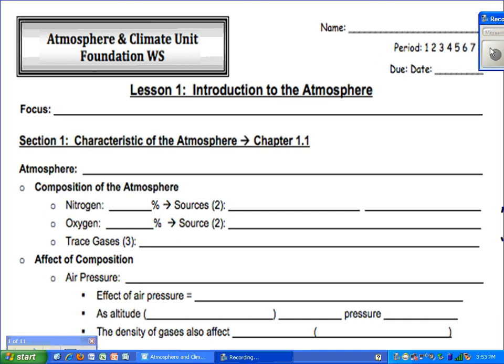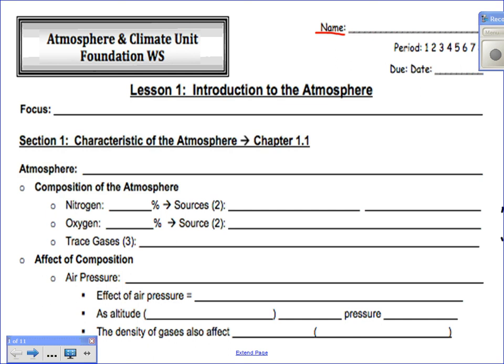All right, hello class. Today we're going to be talking about lesson 1, Introduction to the Atmosphere, in the Atmosphere and Climate unit. What you'll need to do first is put your name, your period, and also your due date in the top right-hand corner. We'll first go over lesson 1, Introduction to Atmosphere.